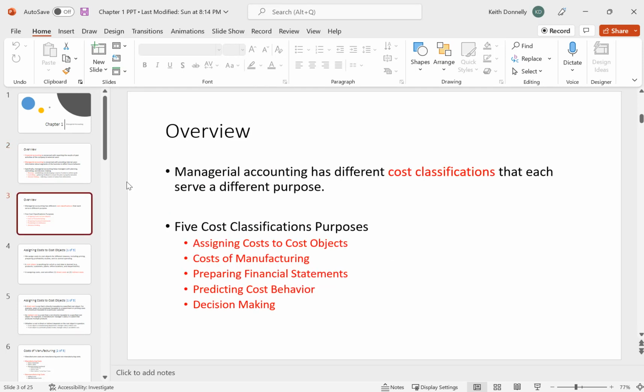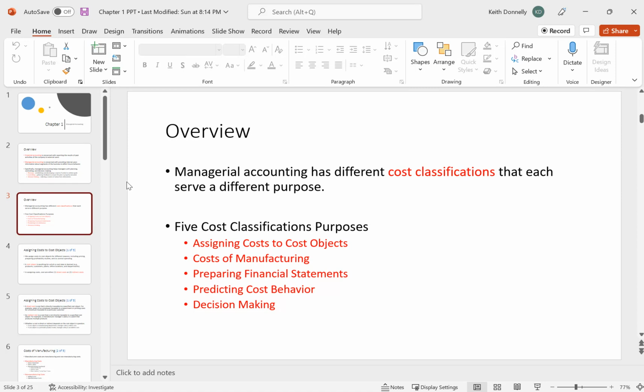Now, when we're dealing with internal users of a business, managers, one of the big things we're really going to be looking at are costs, right? How do we manage our costs? How do we plan for our costs? How do we aid in decision making with costs? So when we're talking about costs inside a business, what are our costs of running this business?